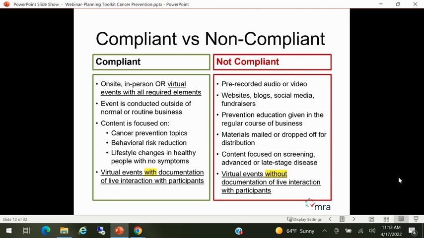In a compliant event, the content is focused on cancer prevention topics, behavior or lifestyle risk reduction, or changes in healthy people with no symptoms. In a virtual event, you must document live interaction with the participants, and that really is the single most distinguishing factor for a virtual event. So, documentation of live interaction. Events without live interaction, or with pre-recorded audio, those kinds of things would not be compliant with the standard.